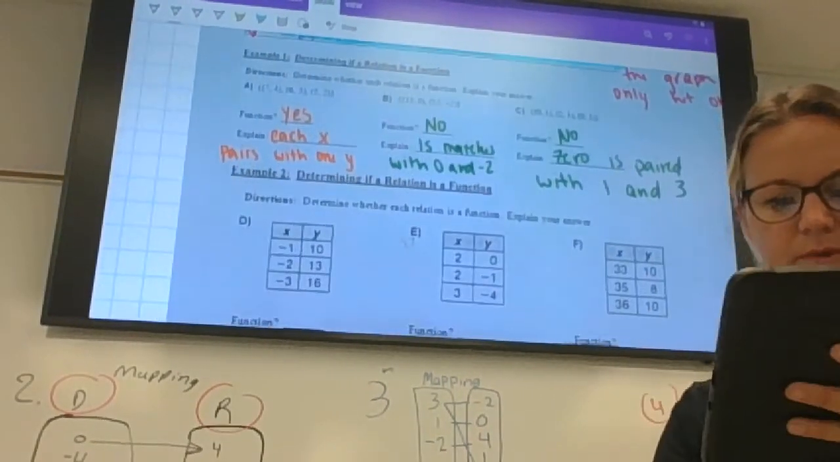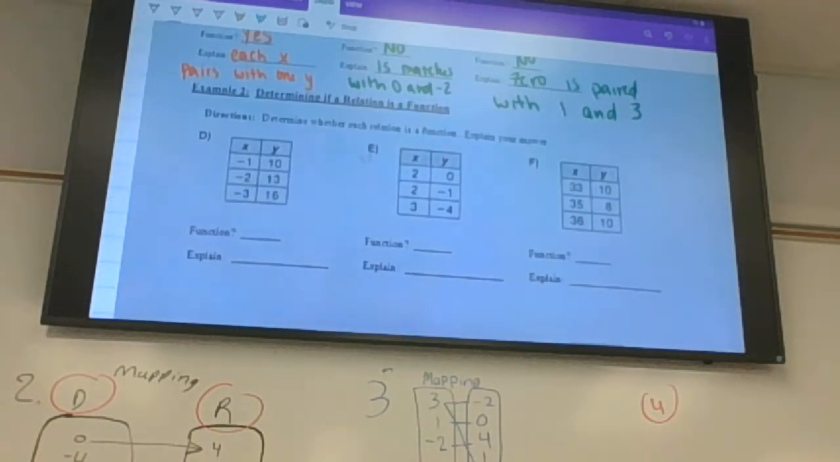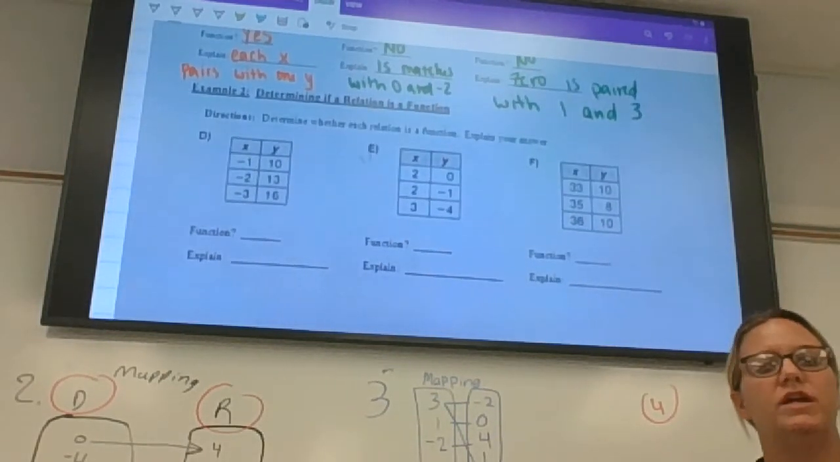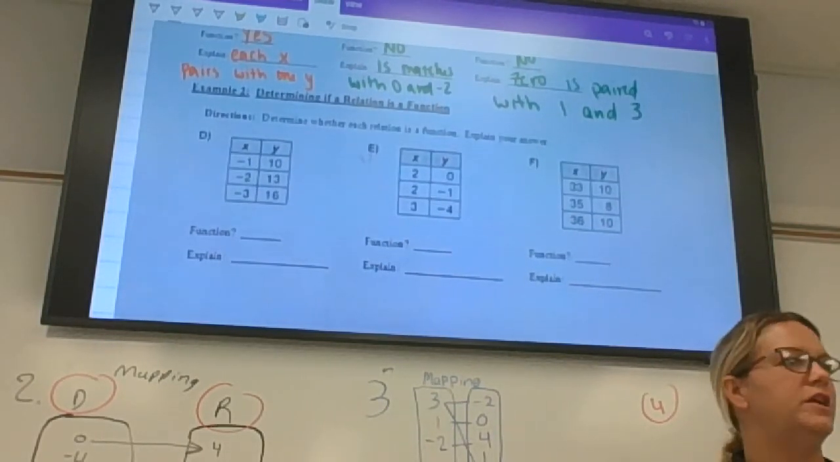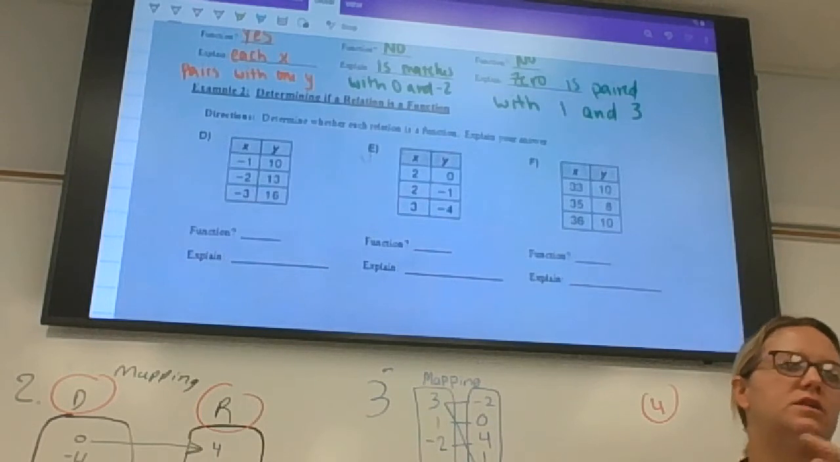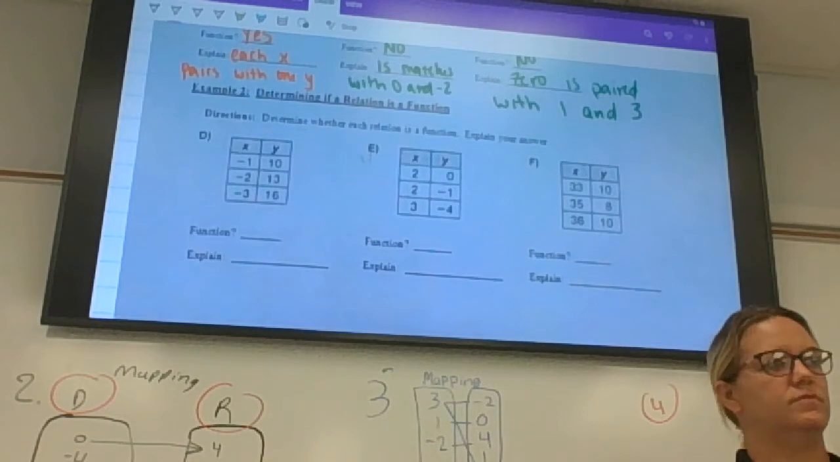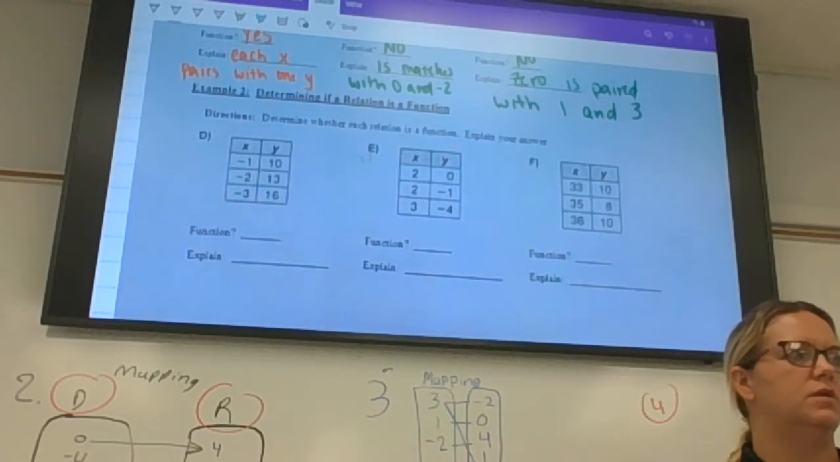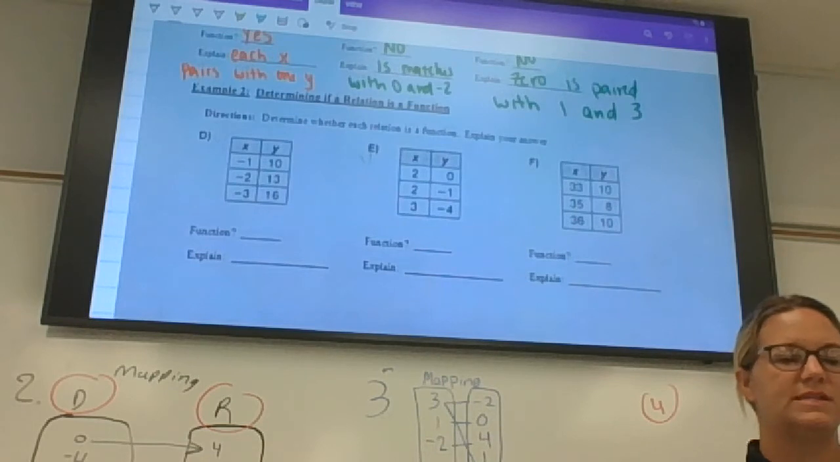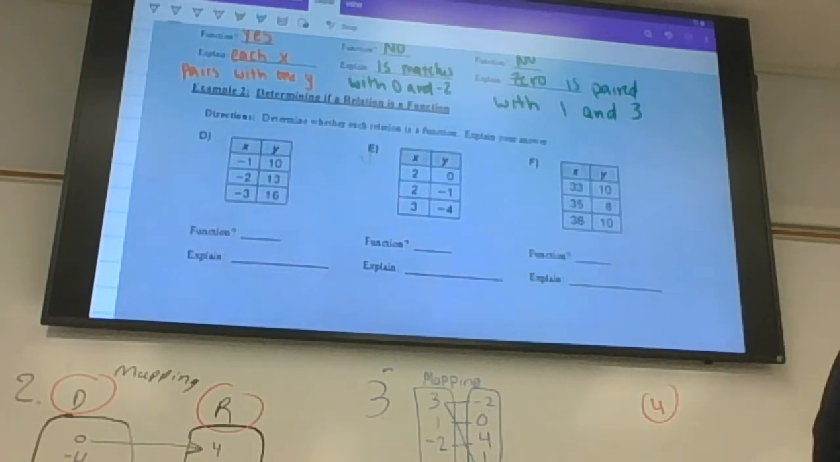Okay, let's keep going. All right, so now looking at a table. So that was a list of points. Looking at a table, I'll give you guys a minute. Go ahead and answer all three. Explaining it's just going to help you remember it longer, honestly.